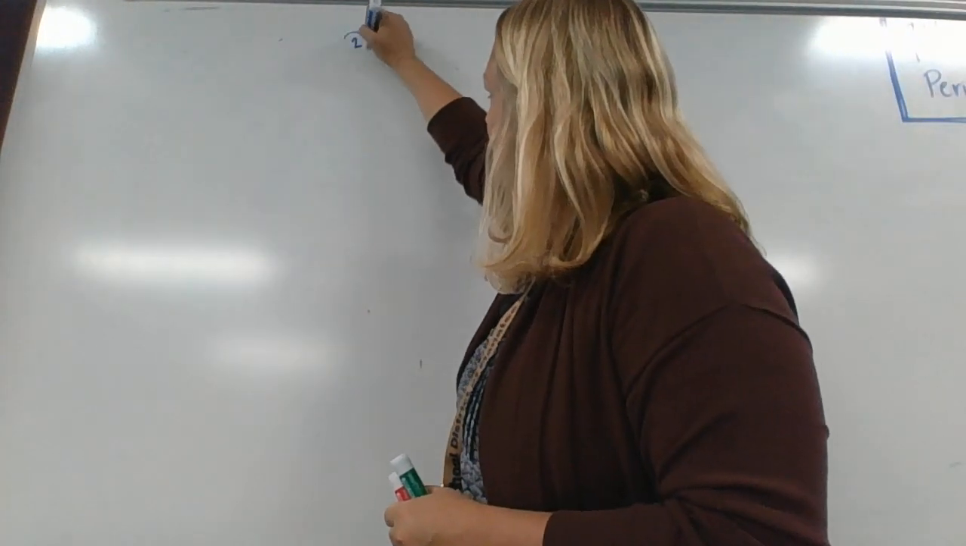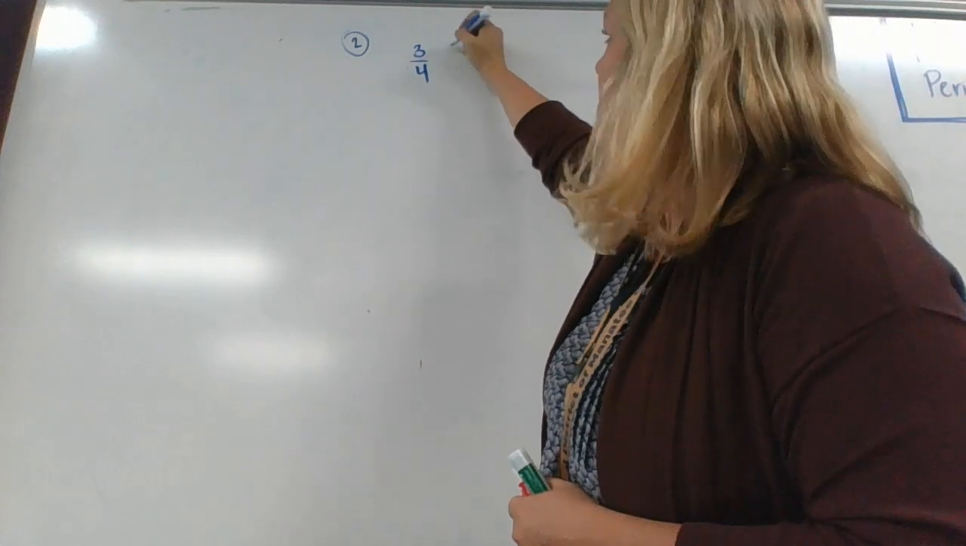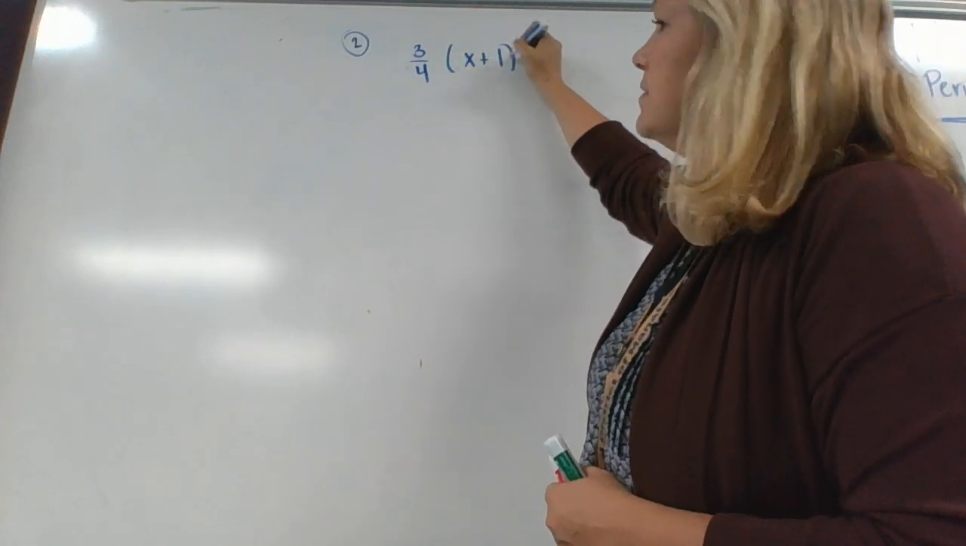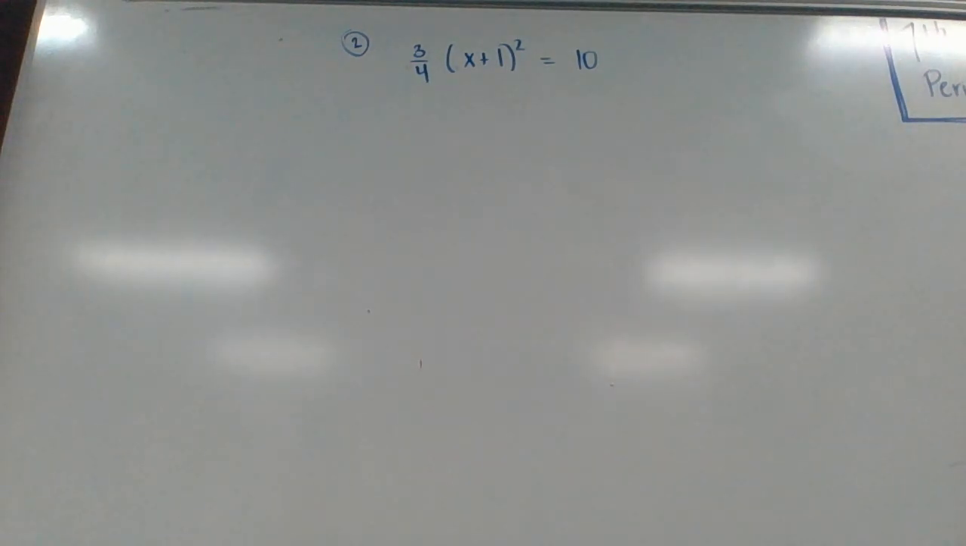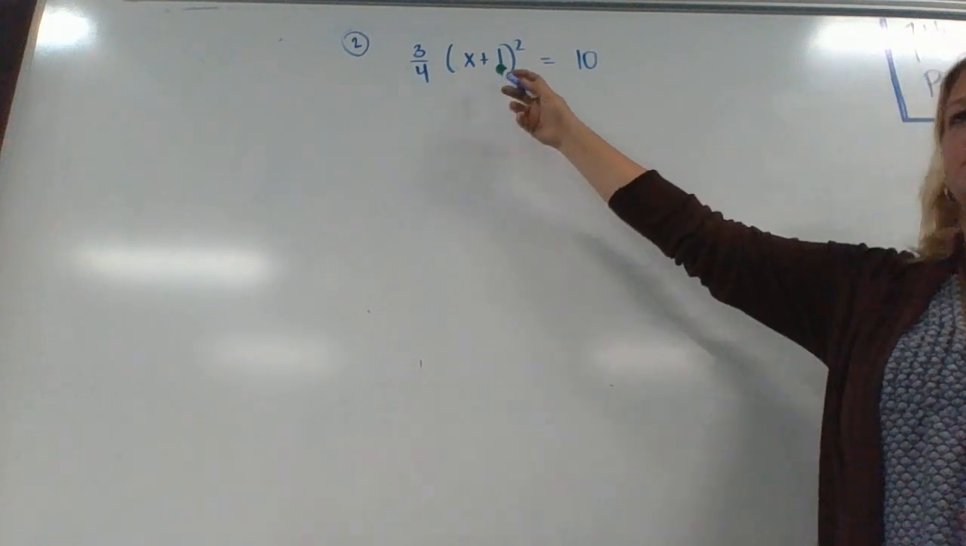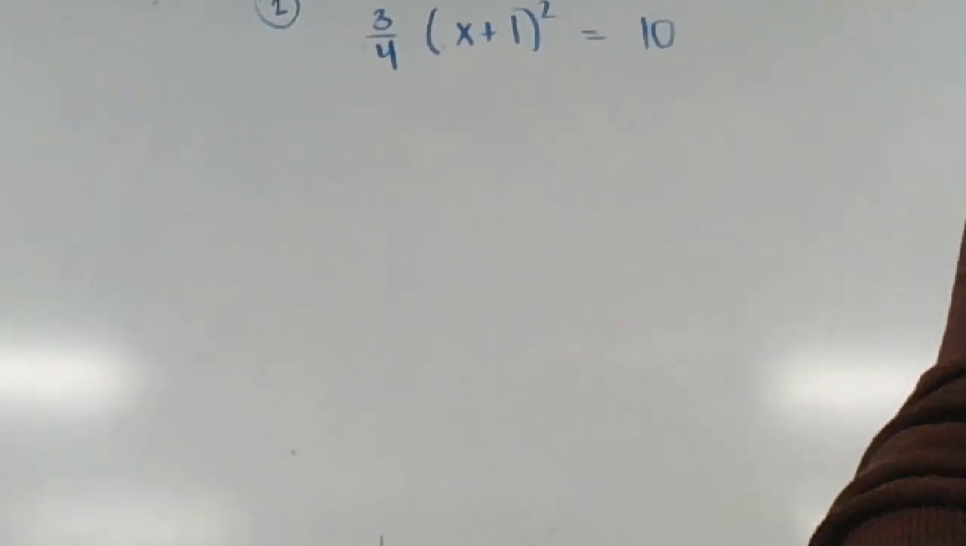Okay, number 2. 3/4. Yep. (x + 1)² = 10. I see vertex form here. I see an A value. I see an H value. If I subtract the 10, it would be a K value. So this equation looks like something that I could graph almost.